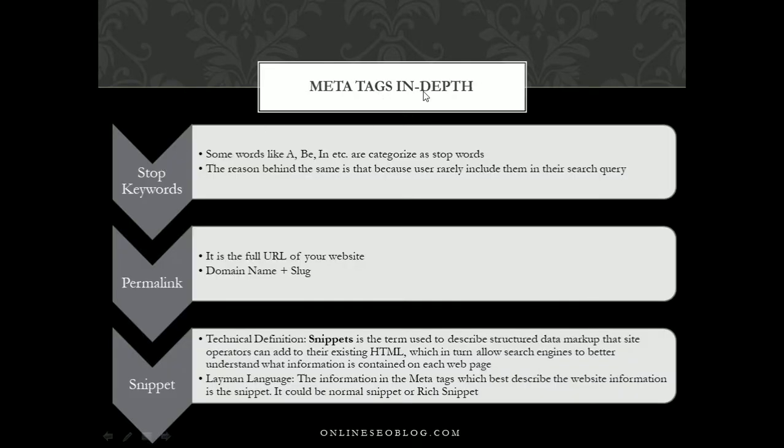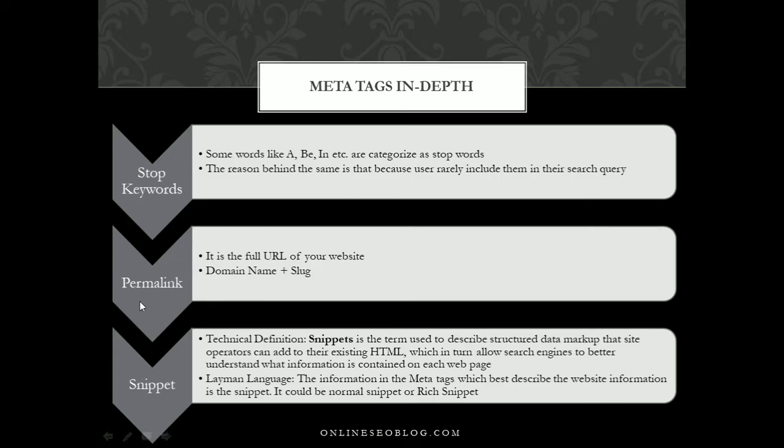Then we have meta tags in depth. In meta tags in depth, we read about stop words. Some words like a, be, in, etc. are categorized as stop words. The reason is that users rarely include them in their search query. For example, if I am searching for classified ads, I will simply write classified ads. I am not going to write what is classified ad or define classified ad, and a, be, in are words that I rarely use in my query. So that's why Google also says not to use them in your URL as well.